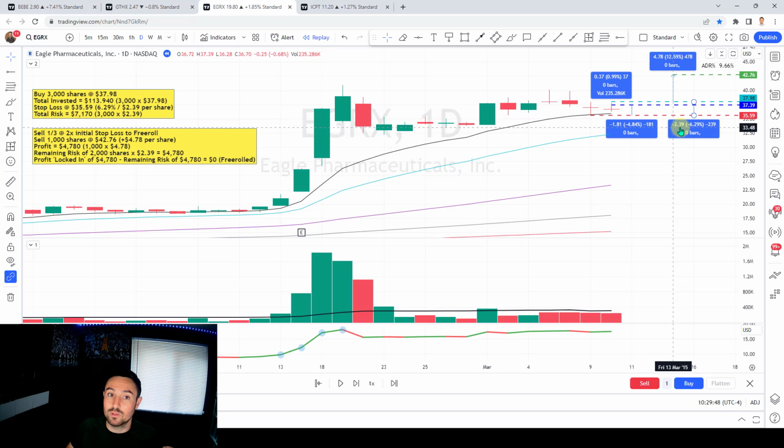Now that really helps me with the trade management. So let's go through it. If I'm going to buy 3,000 shares at 37.98, I use a buy stop limit order. Price goes through that level, boom, it gets triggered, I get filled here at 37.98, and then my stop loss goes here.